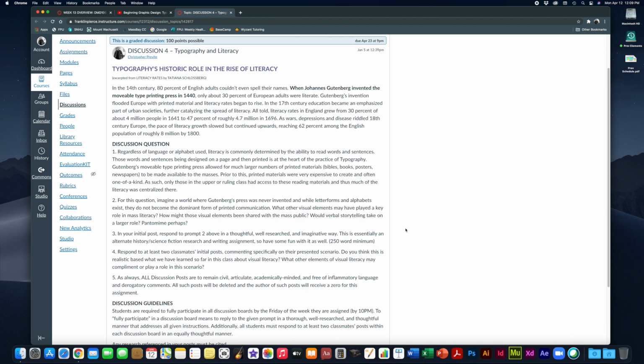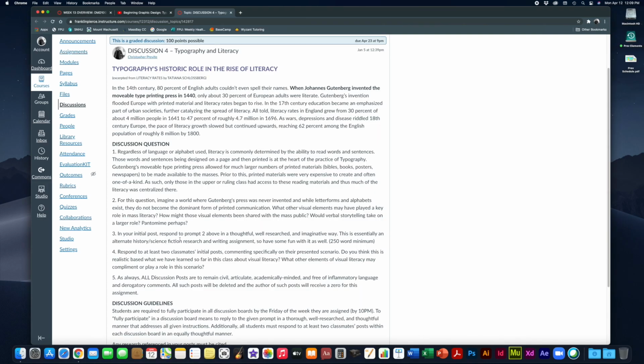So for this question, imagine a world where Gutenberg's press was never invented. Pretend Gutenberg never invents the movable type machine. Now, this might require you to go do a little more research on Gutenberg's printing press. Don't just take my word for it. There's lots of good material out there about Johannes Gutenberg and his printing press. So do a little research first, but then imagine that printing press was never invented, and while letter forms and alphabets obviously continued to exist, and they existed before that, they do not become the dominant form of printed communication in our imagination here for the sake of this discussion question.